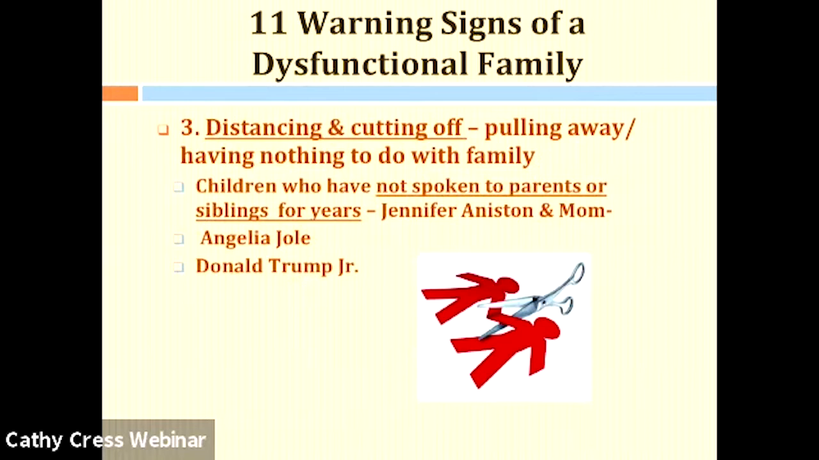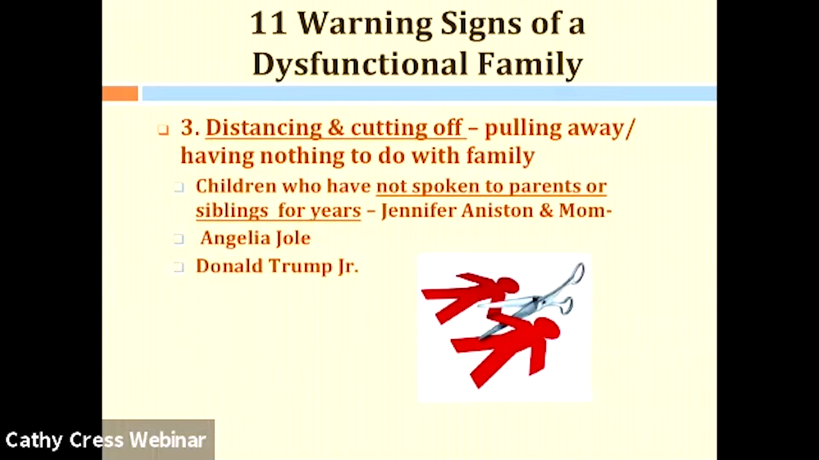Distancing and cutoff is another very, very important sign that you've got a dysfunctional family on your hands. And what does that mean? So many people have done this. It's pulling away and having nothing to do with the family because there's been some offense that one part of the family feels like they can't talk to the other part. It can happen with the siblings, not talking to the parent, or not talking to both the siblings and the parent. And just to give you an example, I'm going to use examples from television, literature, and real time.